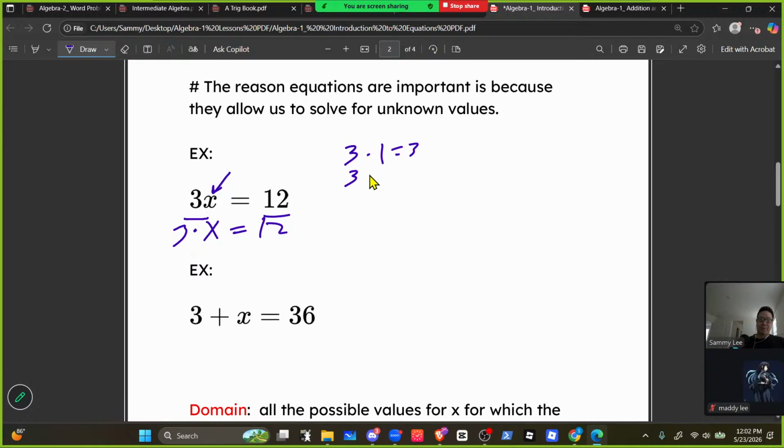3 times 1 is 3. 3 times 2 is 6. 3 times 3 is 9. And then 3 times 4 is going to give us 12. So x, in this case, is going to be 4.